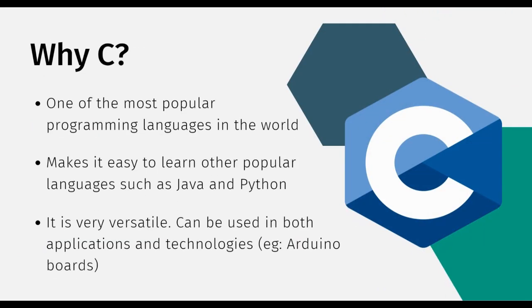Why to learn C? Well, that's because it's one of the most popular programming languages in the world. C is like the basic version of programming languages, like phonic sounds are of alphabets. If we know the phonic sounds of alphabets, it gets easier for us to learn pronunciation of different words. Similarly, C makes it very easy for us to learn other popular languages such as Java and Python.